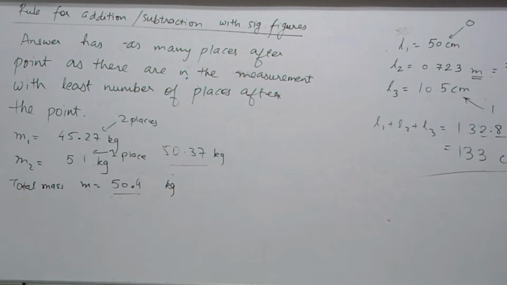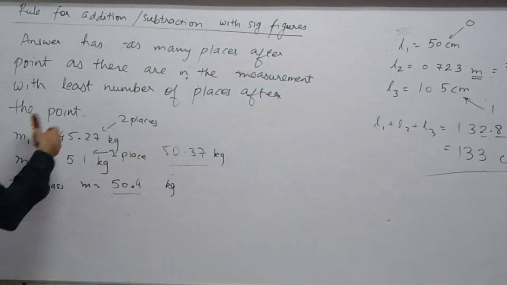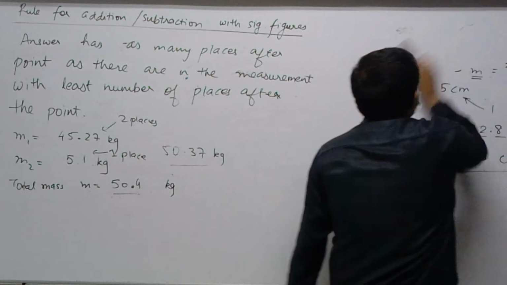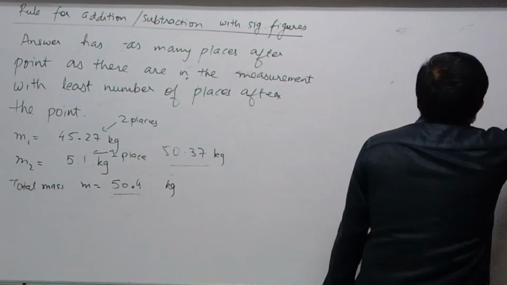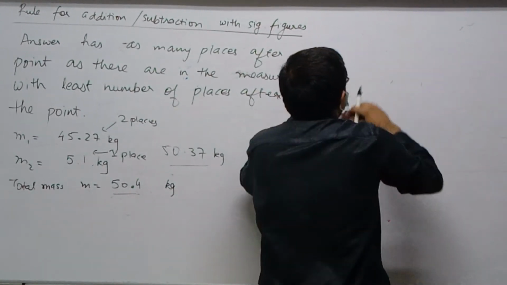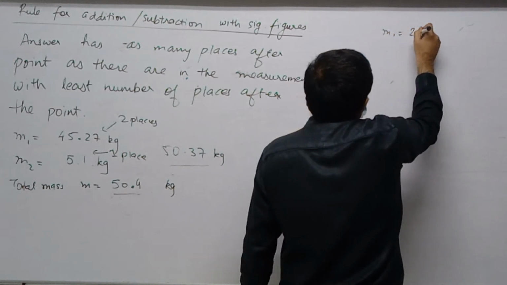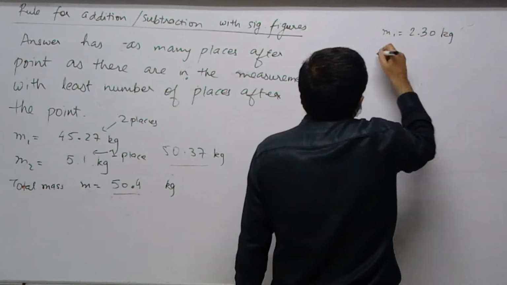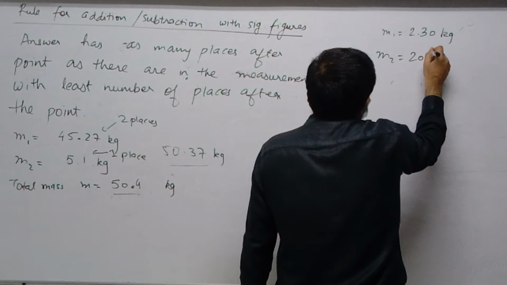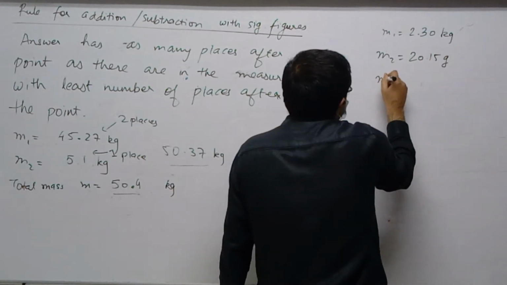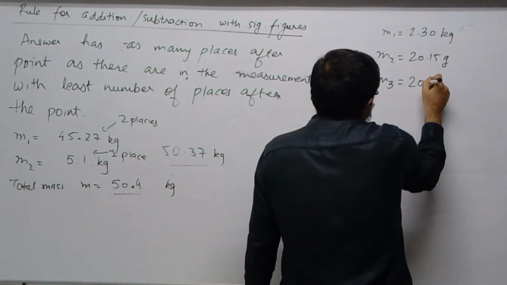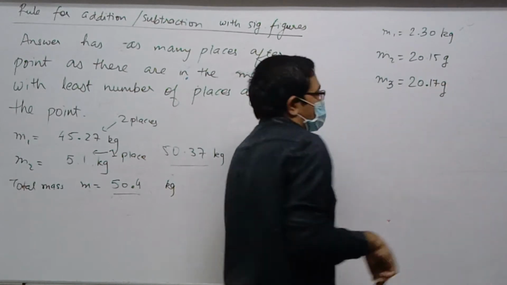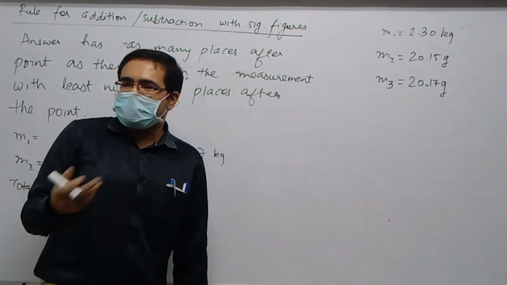So in part A of the question, we have to find out what is the total mass of the box. So we have to use this rule. Right? We have a similar problem as it was in this example I gave you. So M1 is 2.30 kg. M2 is 20.15 gram. Yes? And M3 is 20.17. Okay, are the units the same? One is kg, the others are gram.